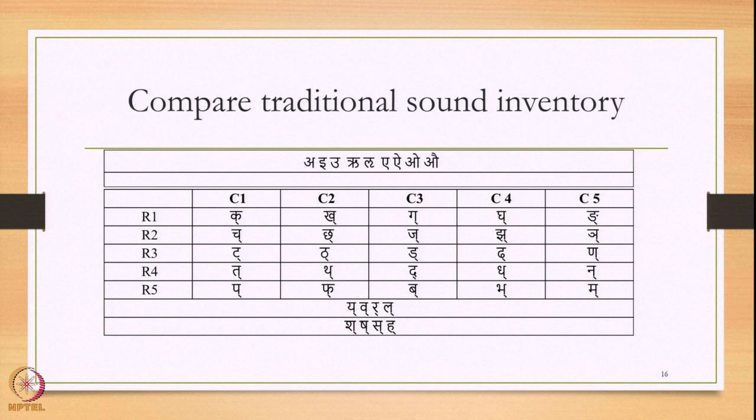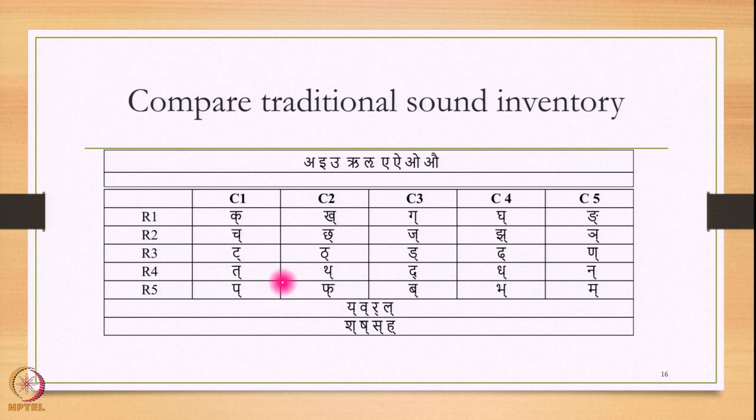Now, if we compare these 14 sutras with the traditional sound inventory, we will note various points. Now, here is the traditional sound inventory for you. In the first row, you see all the vowels. These vowels are part of the 14 sutras that we saw just now. Now, then comes the arrangement of the consonants. This is how the consonants are arranged in the traditional sound inventory, also known as Matruka Patha.